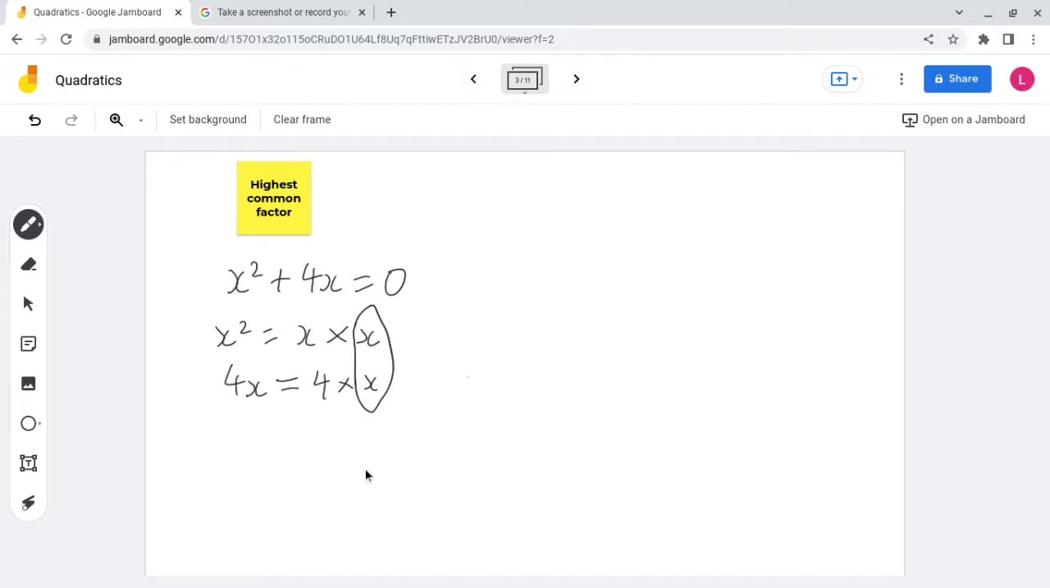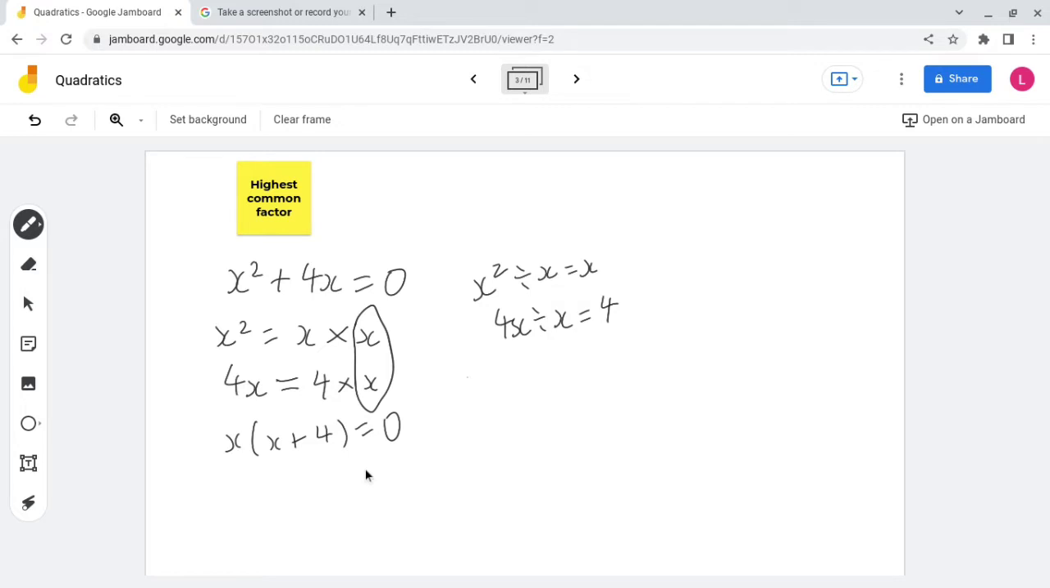So we can factorize out the x, by writing an x in front, and we will divide an x from both of the terms. If I take out the x from x squared, x squared divided by x equals x, right? So x times x plus, and 4x divided by x equals 4, right? So x times x plus 4 equals 0.